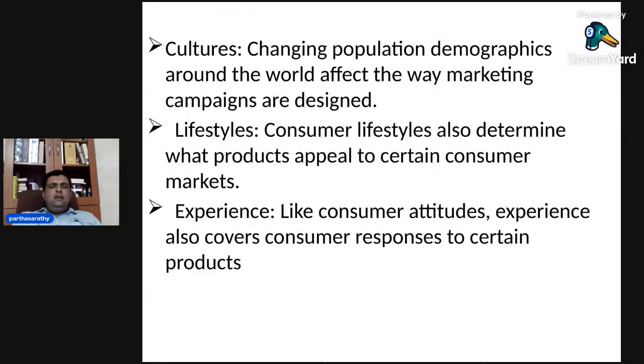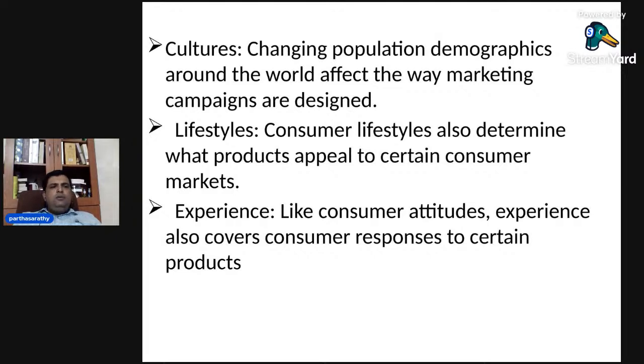So next one is culture. See, as I told you in the previous class, culture is the values, the assumptions, the beliefs the consumer has obtained over a period of time. So culture varies from country to country, from one region to another region. So cultures are basically the values, the assumptions, and the beliefs. So cultural belief is something which is very difficult to change. So the marketer needs to adapt to those cultural needs.